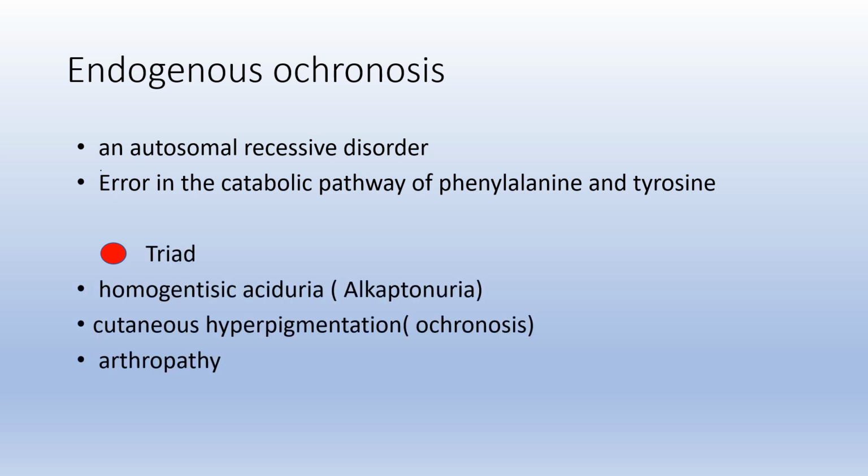It consists of a triad. The first is homogentisic aciduria, and due to the blackish discoloration of homogentisic acid on long standing, this is also termed alkaptonuria. The second symptom with which the patient presents is usually cutaneous hyperpigmentation, and because of the bluish-black discoloration of the connective tissues, it is also termed ochronosis. The third, but not the least severe, symptom is an arthropathy involving the large joints of the body.